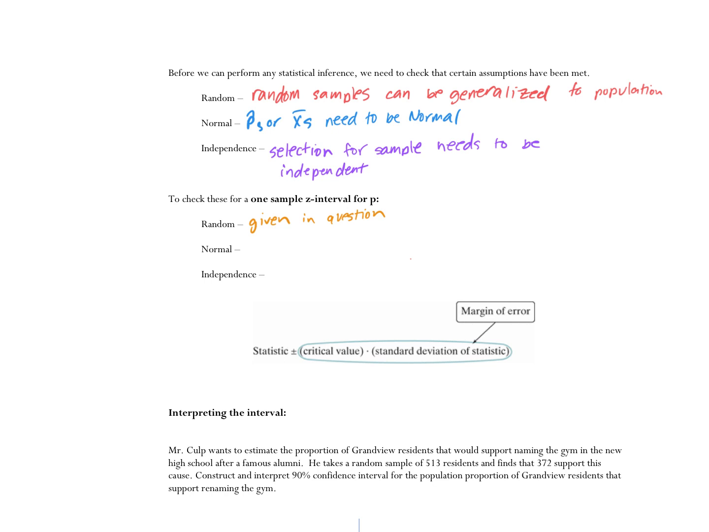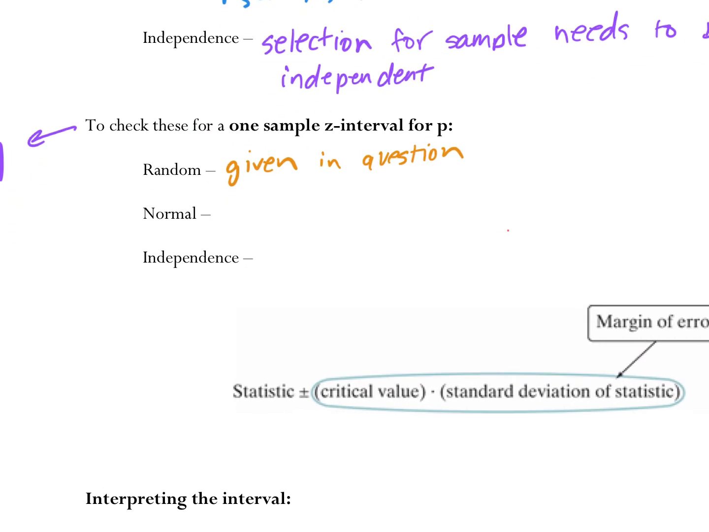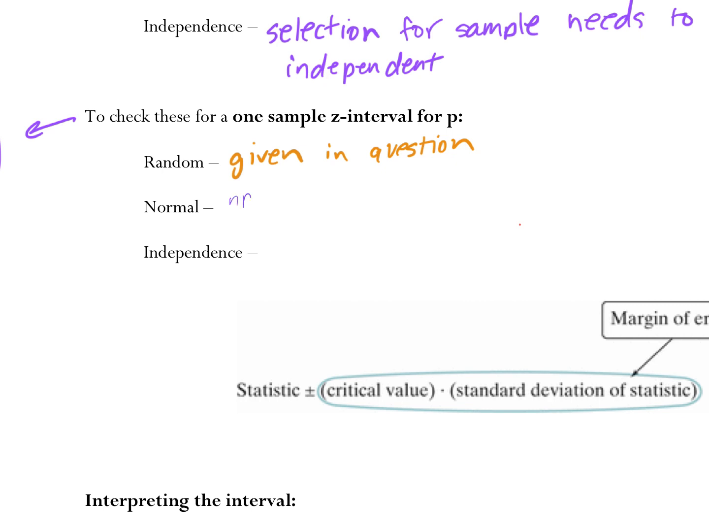Since we're doing a one sample z interval for p, we need the p hats to be normal. The normal condition for p hats was np, n(1 minus p). What's the problem with doing np and n(1 minus p) if we're trying to estimate p? You don't have p. So the normal condition here, we're going to do n p hat and n(1 minus p hat), and we're going to use p hat in the place of p.